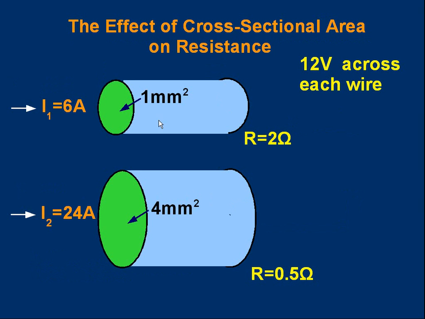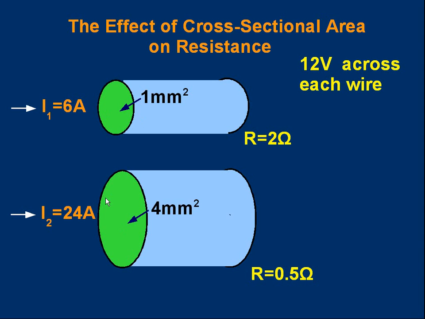Now, let's look at the effect of cross-sectional area on resistance. Do something similar to what we did a moment ago. We'll have two wires. One has got a cross-sectional area of 1 square millimetre, and the other 4 square millimetres. If you're good at maths, you'll probably know that the bottom wire has twice the diameter of the top wire.